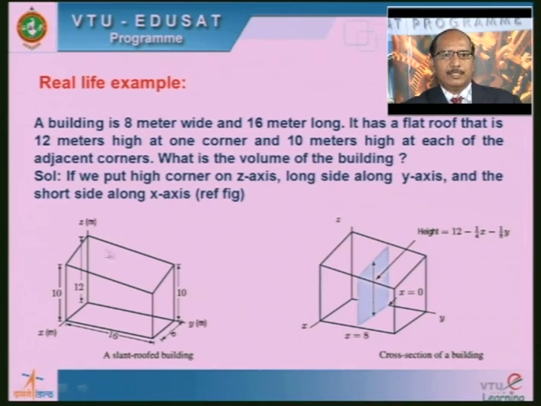First we have to find out what is the equation of the roof. We know the rectangular region here on the xy plane is 8 by 16. X varies from 0 to 8 and y varies from 0 to 16. The roof is not parallel to the rectangular region, it is a slanted roof. The height at the z axis is 12, at the y axis is 10. Now, first we have to identify the equation of the roof.